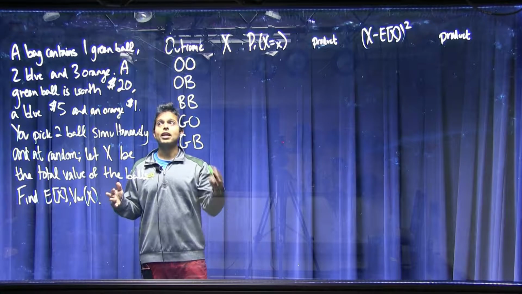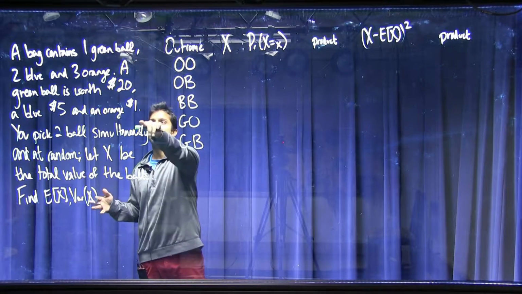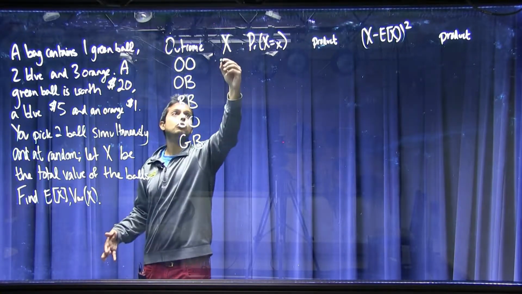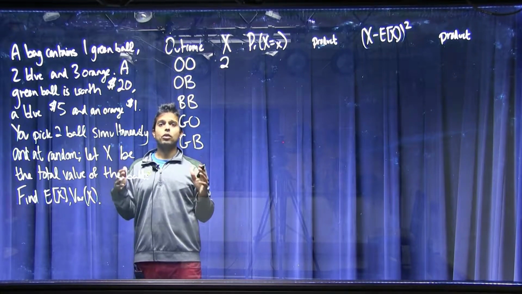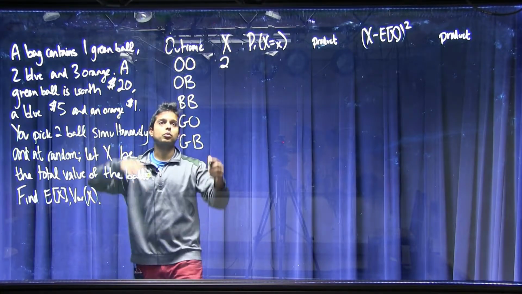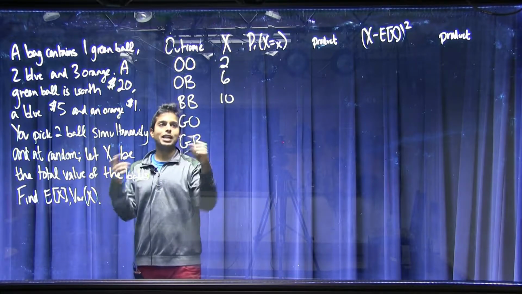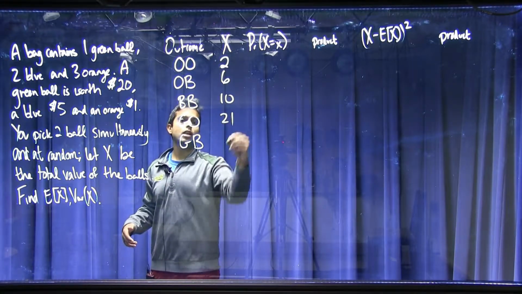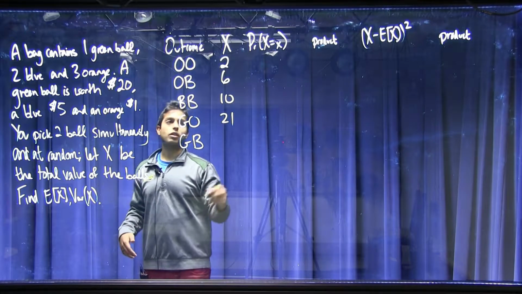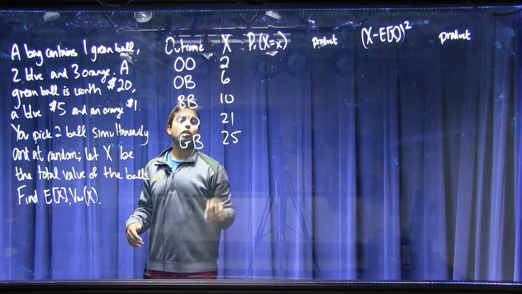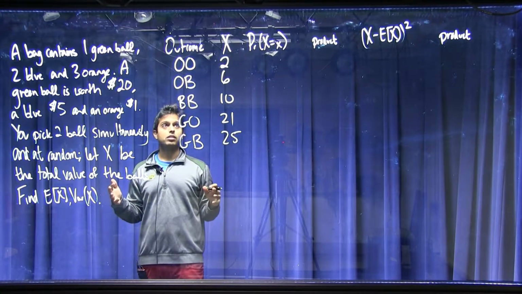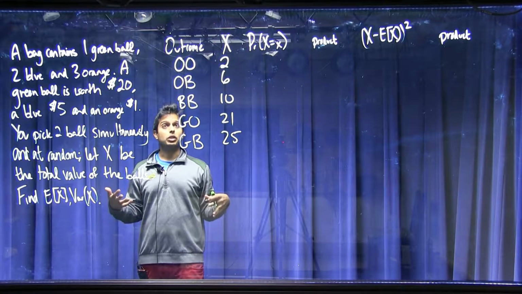Okay, so if I get two orange balls, each one's worth $1, so that's 2. If I get an orange and a blue, 5 plus 1 is 6. Two blues is 10. A green and an orange is 21. And a green and a blue is 25. So those are the possible values for X. Now we got to get the probabilities.